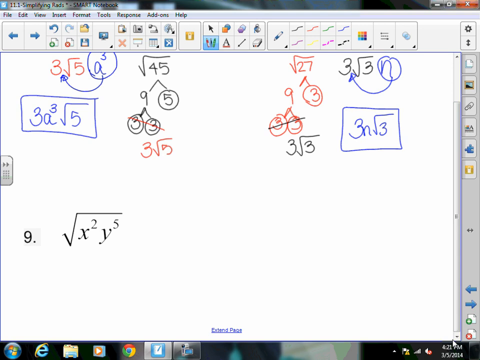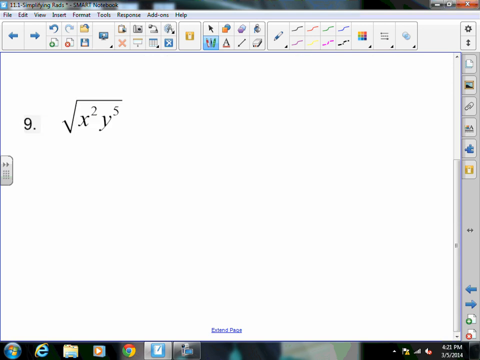Okay, number 9. This time you only have variables. So you're going to take these exponents and you're going to cut them in half. So when I take the square root of x squared, I get out x to the 1st, or x. And then I would get out y to the 2.5. 5 divided by 2 is 2.5. And when you pull those variables out, they no longer have a square root on them. So make sure you're aware of that.